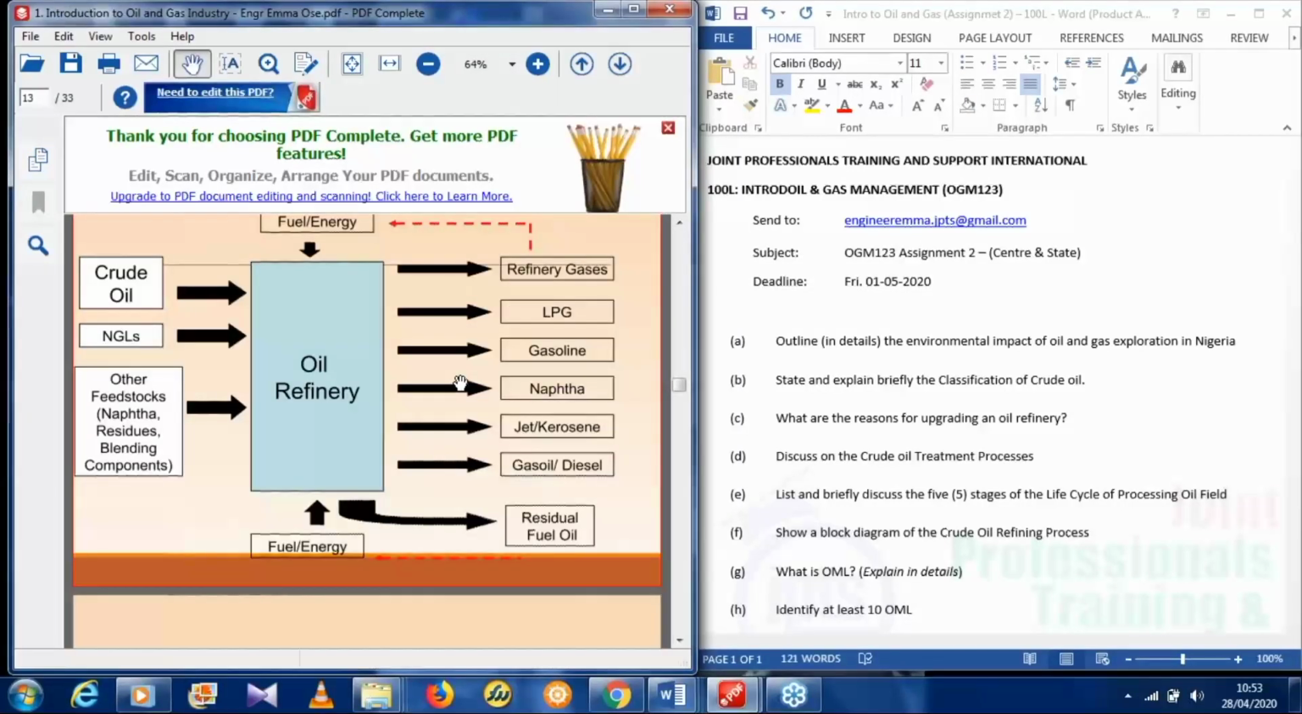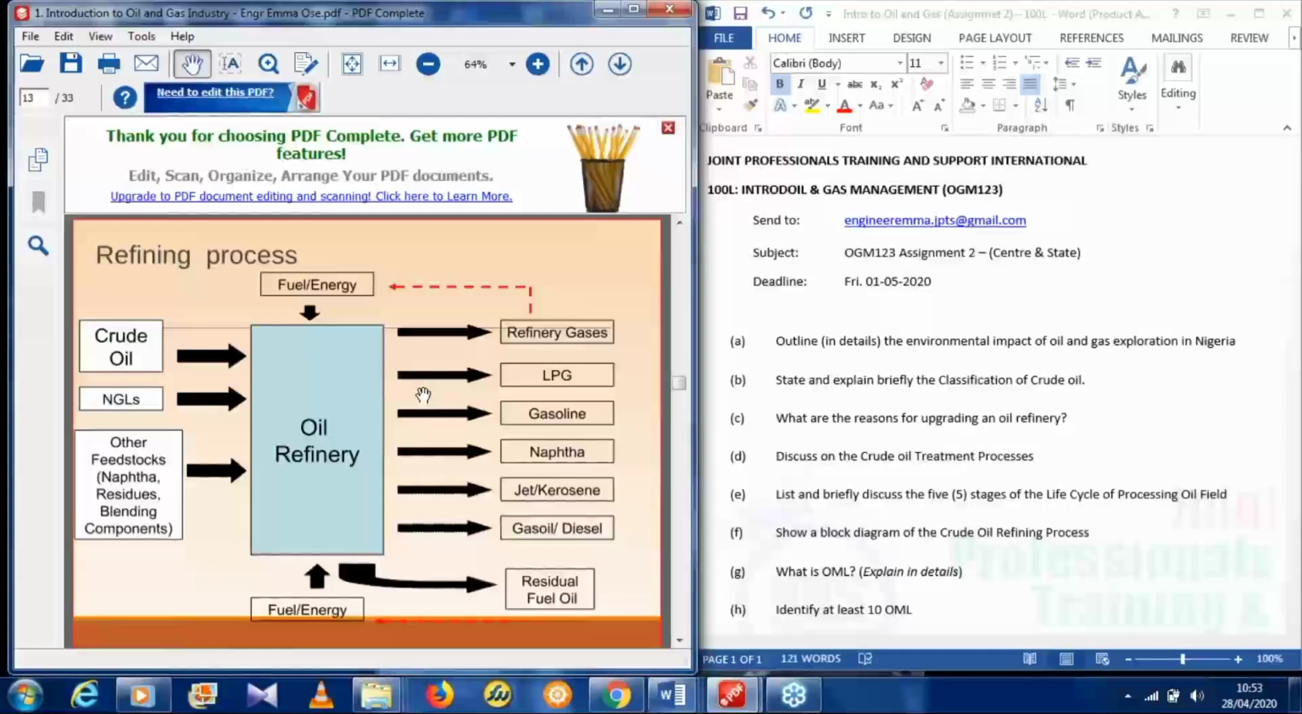Again, this is what happens in the oil refinery process. This is just the process flow diagram of what happens in refining. You have your crude oil, natural gas liquids, and other things that come in with the crude oil, brought into the oil refinery and the distillation process. At the top, you have refinery gas.